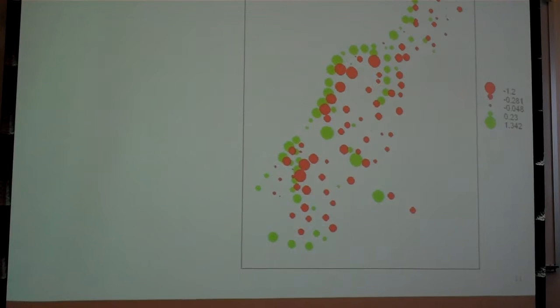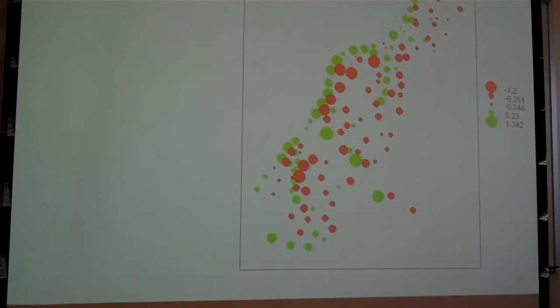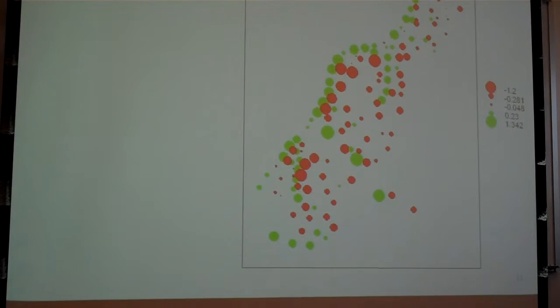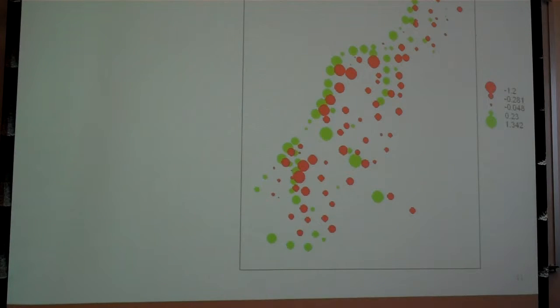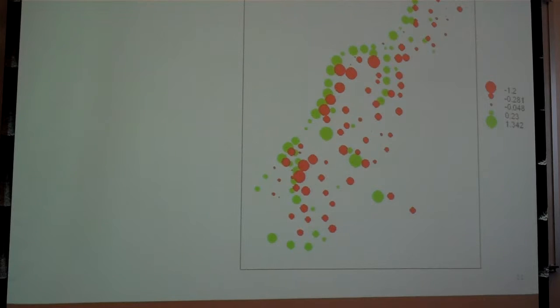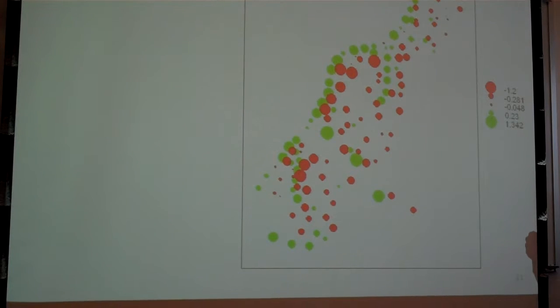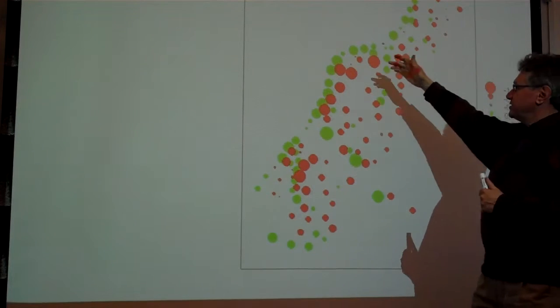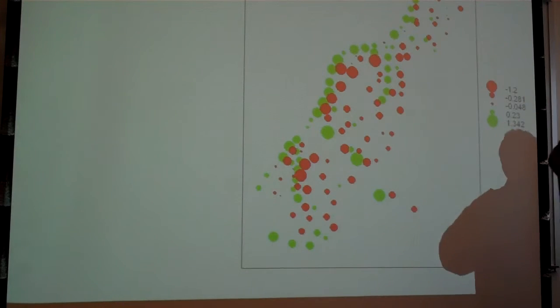Remember, the residual is the actual value minus the predicted value. So a negative residual means the actual value is less than the predicted value, so we're over-predicting. A positive residual means we're under-predicting.